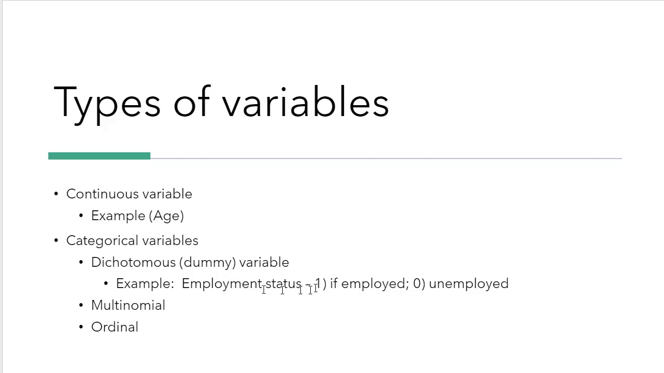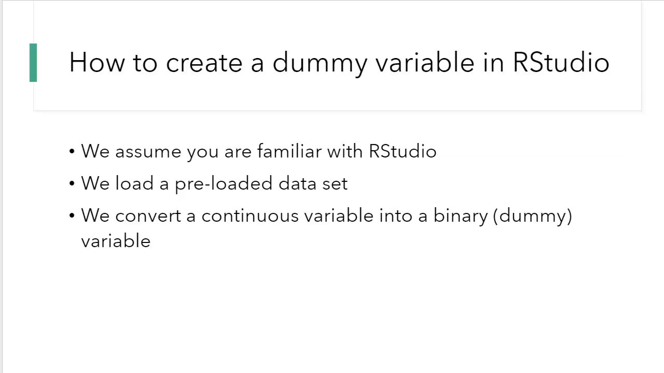We'll just look at the dichotomous, where the variable could only take maybe just two values. For example, employment status could be 1 if you are employed and 0 if you are unemployed. So basically, we are assuming that you're familiar with R and RStudio. We will open a data set in R, and we will convert a continuous variable into a dichotomous variable.